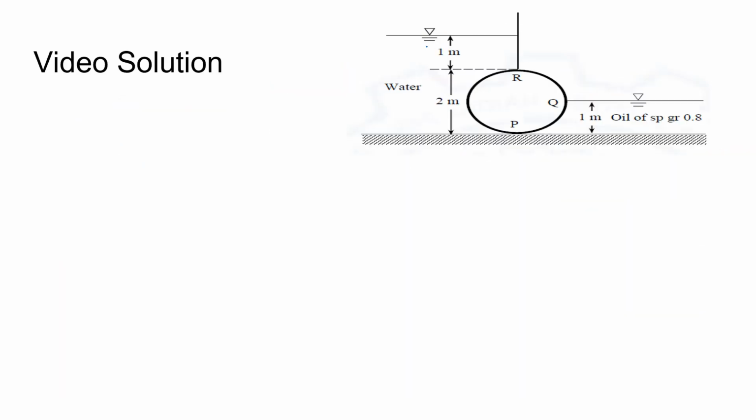Now coming to the video solution part, we can see here that we are given a cylinder whose weight is 25 kilonewton, and here we have water whose density is 1000 kilogram per meter cube, and we have oil here whose specific gravity given is 0.8.